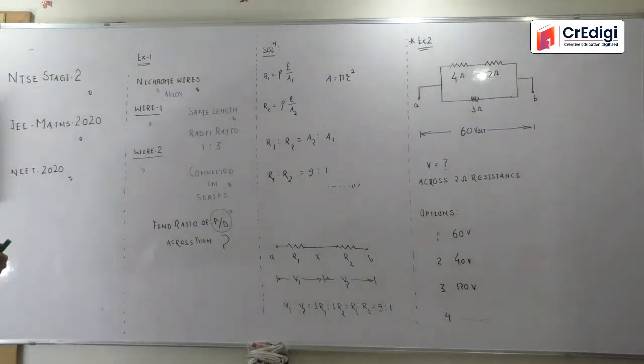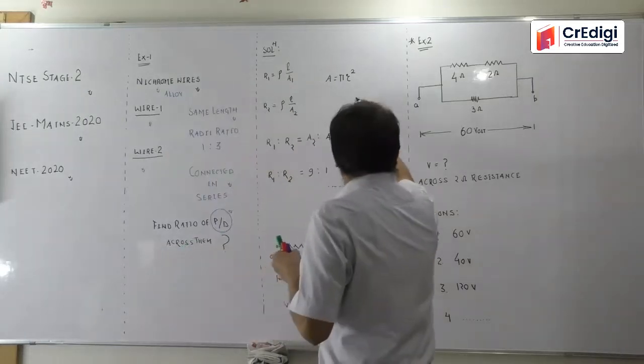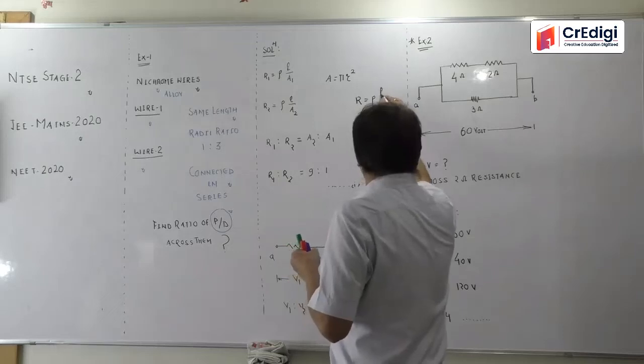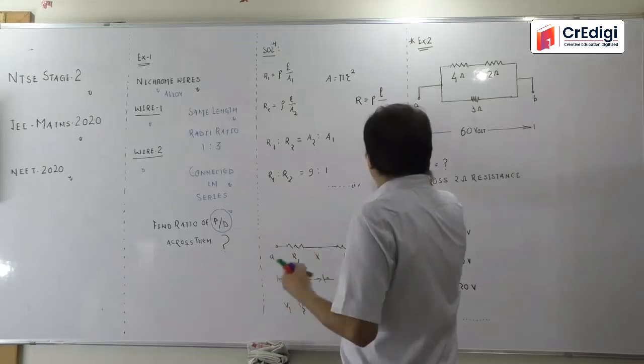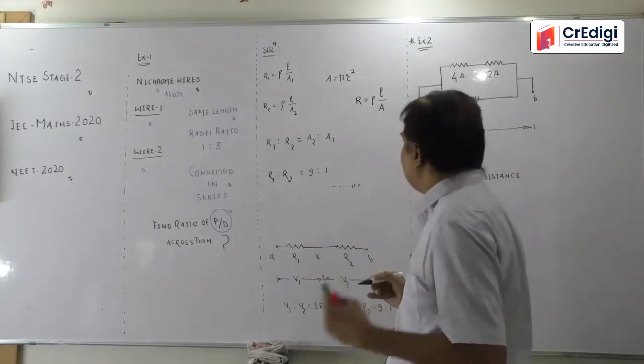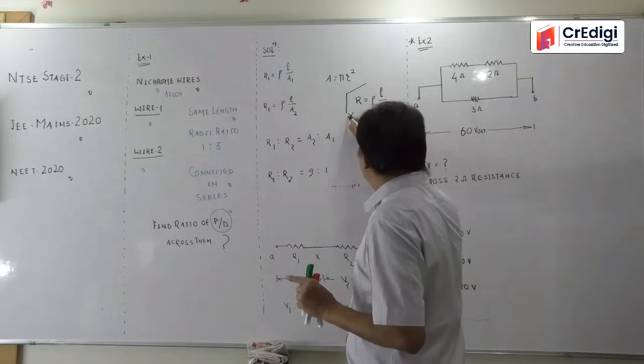In yesterday's class I told you what resistance is, and at that time we went for a formula R equals rho L by A. I specifically said that rho is the resistivity, L is the distance between two parallel faces, which is length, and A is the area of cross section of one of the parallel faces. Agreed? So I am going to use this formula which I told you yesterday.